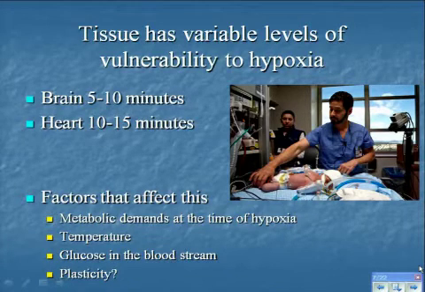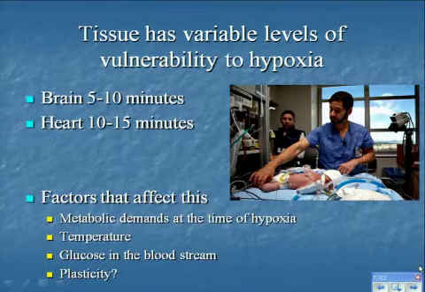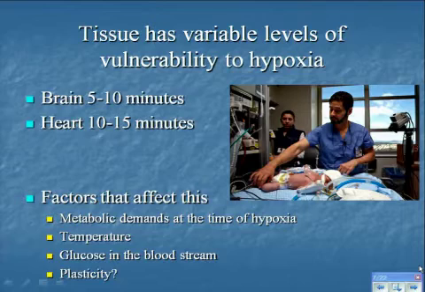Okay? The new way of managing these patients is that if they're witnessed, arrested in the field, and they're brought back quickly, they don't necessarily do that. But if they're unwitnessed and they're still brought back, then they're put into a hypothermic state in the ICU now.